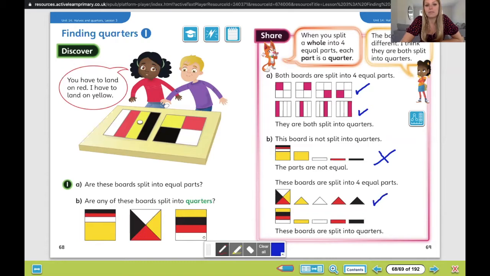How about this one here? Are there 4 parts? Let's check. 1, 2, 3, 4. There are 4 parts. And is each part equal? So again, they've taken them off the board and they've put them next to each other. So here we're looking at the size of them. Are they the same? Yes, they are. So these boards have been split into quarters. So this was quarters and this was quarters because they had 4 equal parts. This one was not quarters because the parts are not equal.